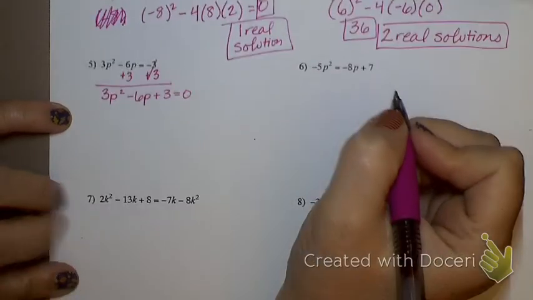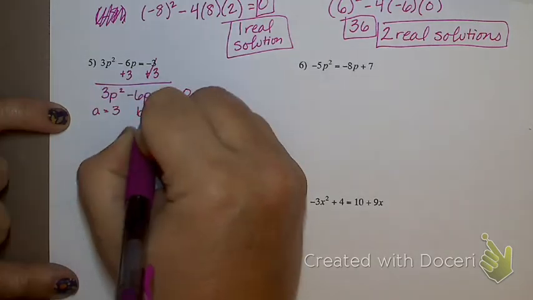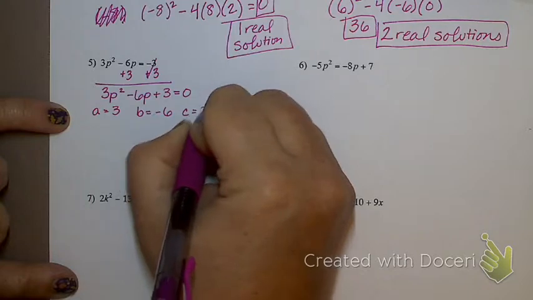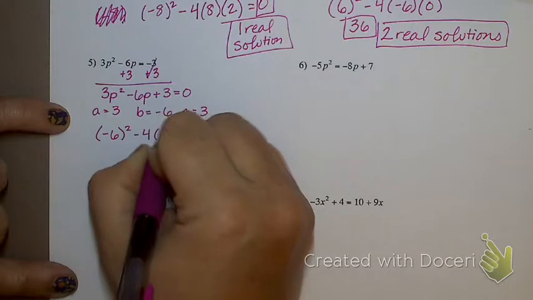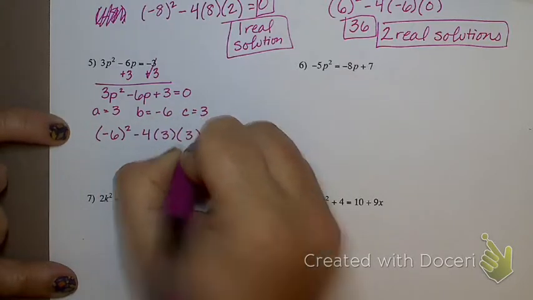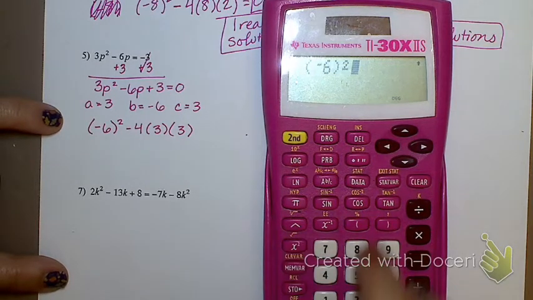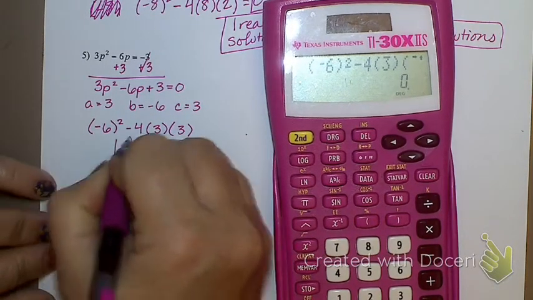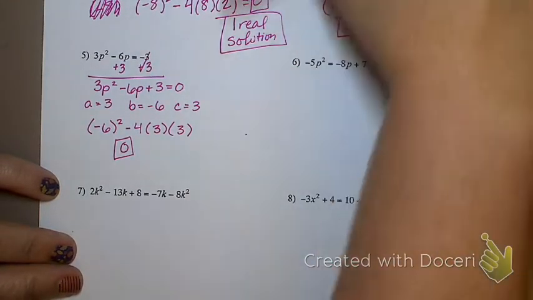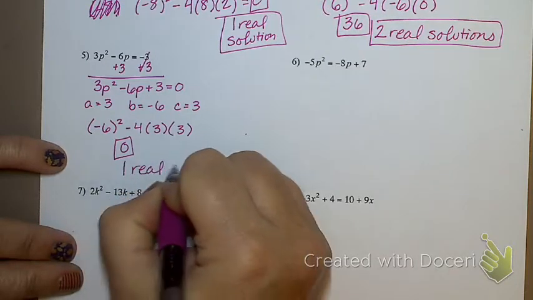Is that what you got for standard form? Yes. A is 3, B is negative 6, C is 3, so B squared minus 4AC. Negative 6 squared minus 4 times 3 times 3. 0. That's the value. What does that mean? Interesting. One real solution.